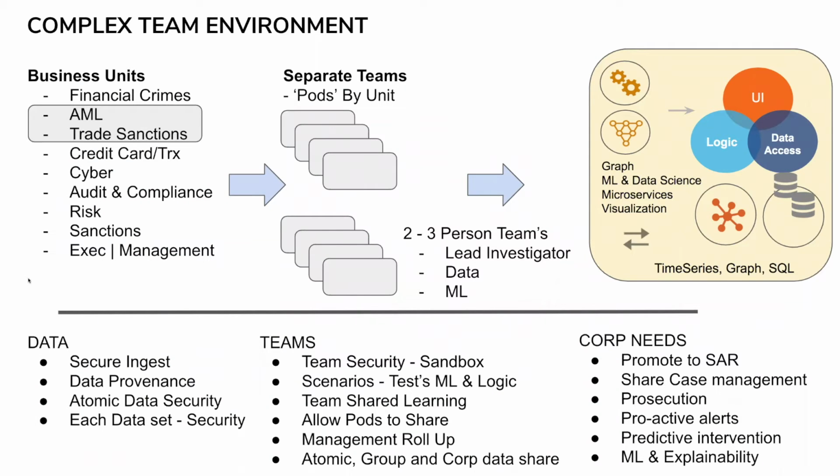So AML and trades and trade sanctions and how that works together. Those are only one or two groups of an entire potential set of groups. Now, how do I take those pods?